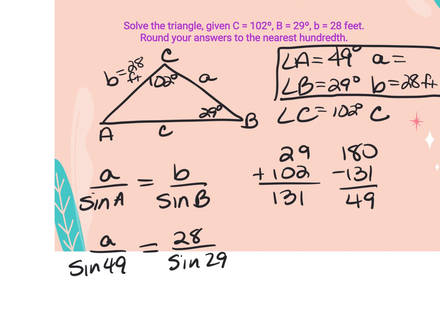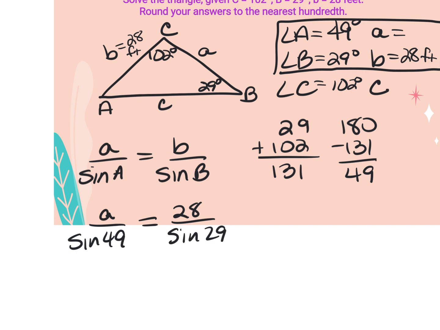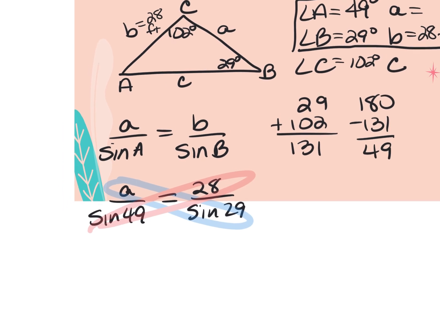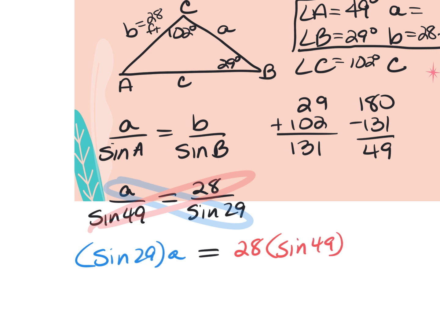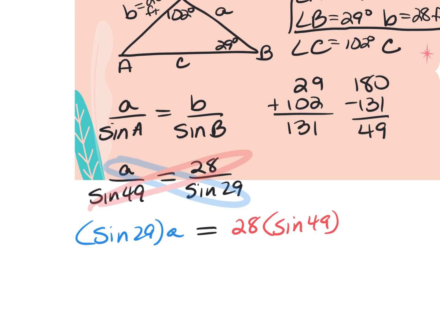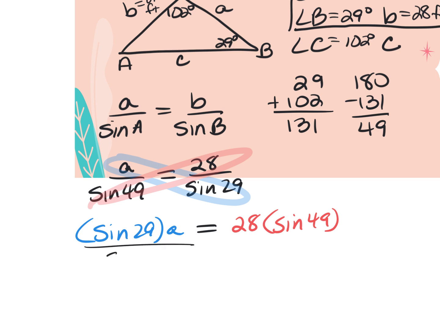And now I'm going to solve the proportion. So I'm going to cross multiply and do A times sine of 29 is equal to the sine of 49 times 28. So let me go ahead and cross multiply here. So sine of 29 times A equals 28 times the sine of 49. Doesn't matter the order that you write that down, because again, multiplication is commutative. So now my goal is to solve for A. So now I'm going to divide both sides by the sine of 29.